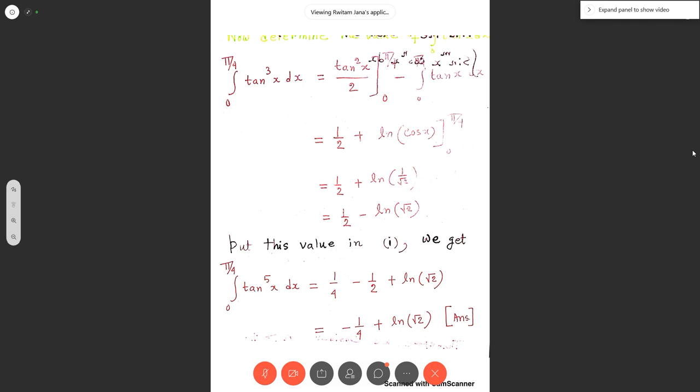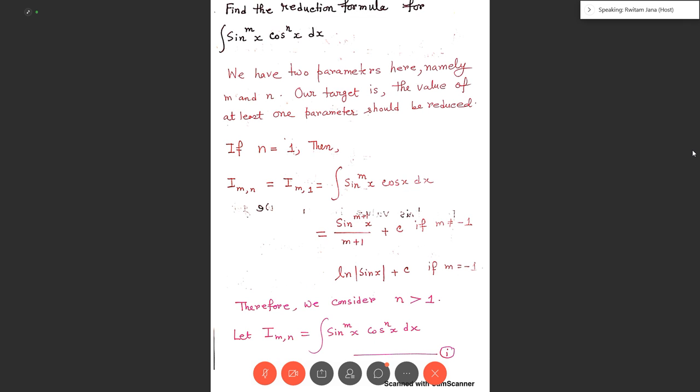So I hope this is clear to all. Now this is the second part of this reduction formula chapter. Find the reduction formula for the integral of sine to the power m x into cos to the power n x dx. Find the reduction formula for this integration.